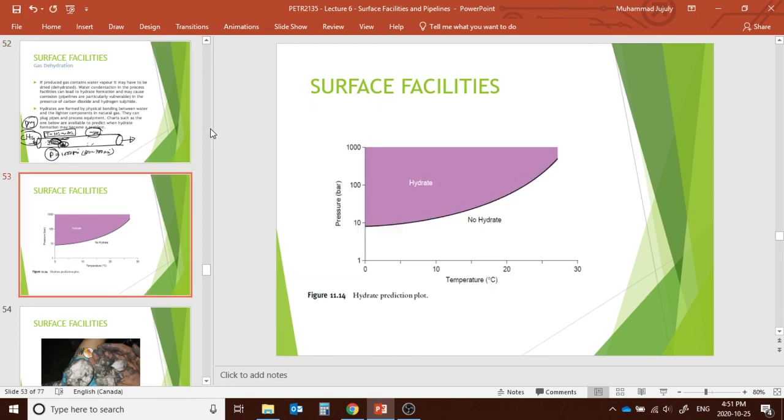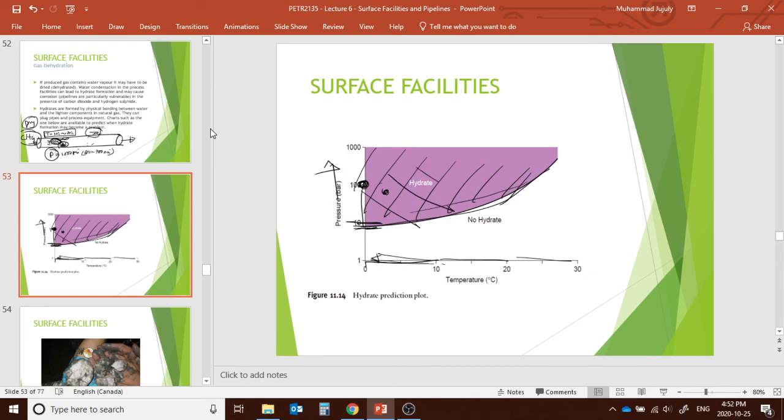So look at this. This is the hydrate formation curve. At this temperature range, like 0 to 10 degrees Celsius, or 20 or 30 degrees Celsius, in this operating pressure region, there would be no hydrate. But low temperature and high pressure is the main problem of hydrates. So if your operating pressure goes beyond this point, and the operating temperature goes beyond this point, there could be a possibility of hydrate formation.